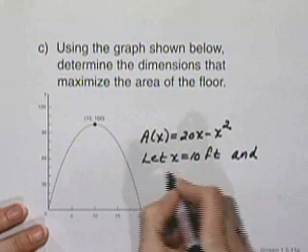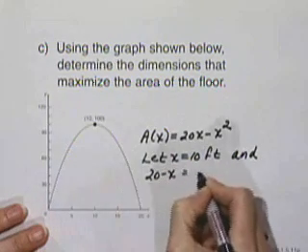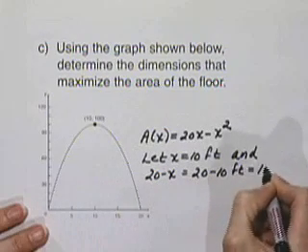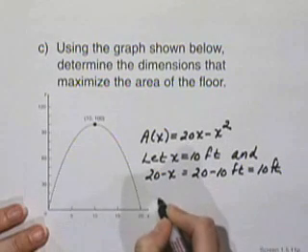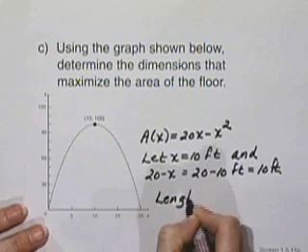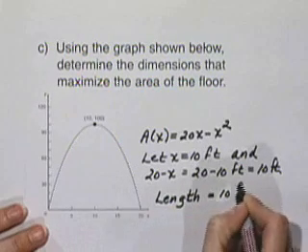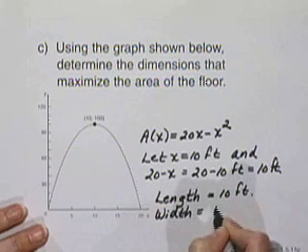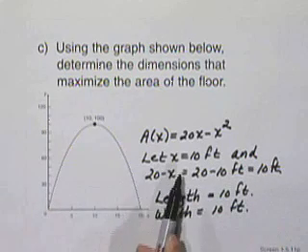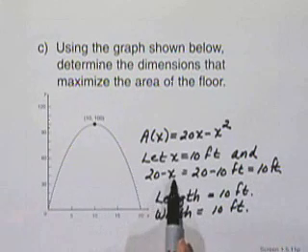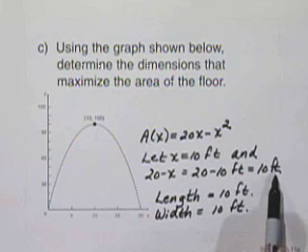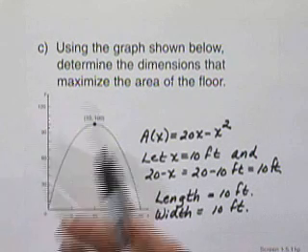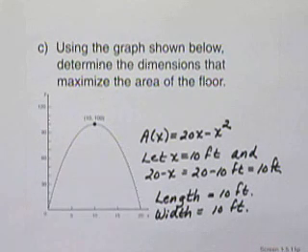and 20 minus x equal 20 minus 10, or 10 feet. So we would say that we want the length to be 10 feet and the width to be 10 feet as well. Okay, remember x defined your length and 20 minus x defined your width. So we have 10 feet for the length and 10 feet for the width. So we want the dimensions of that rectangle to be 10 by 10, and that would give us a maximum area of 100 square feet.